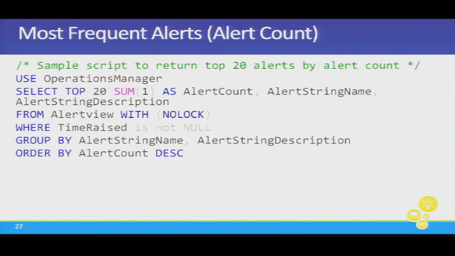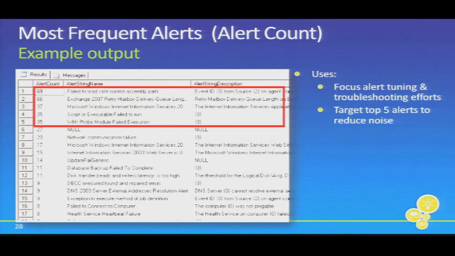Not every alert has alert suppression enabled. It's not always possible. So you can use this query to identify the most frequent alerts by alert count. A similar sort of output there. This is possibly even more important from my perspective, because each one of these represents a different line item and can keep our operators quite busy.